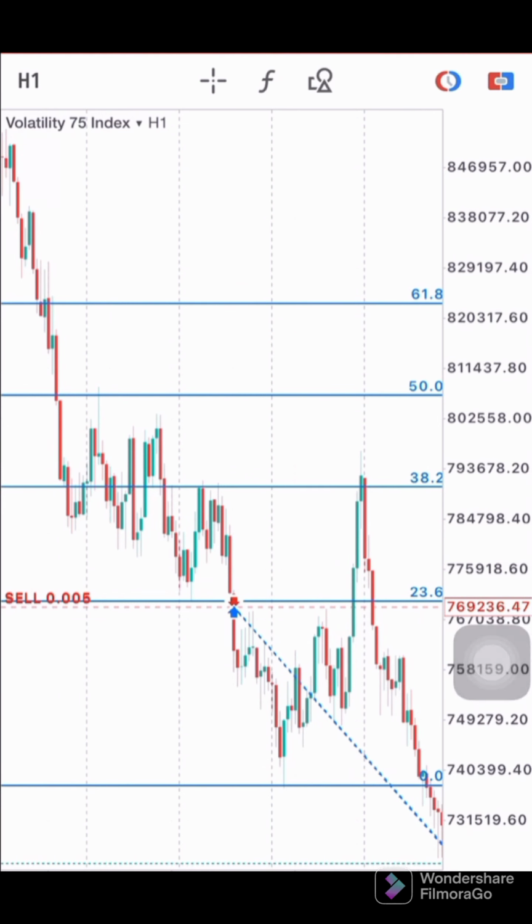So let me show you, this is the trade we are running currently, and our trade is moving a very good number of pips, a very good number of pips.